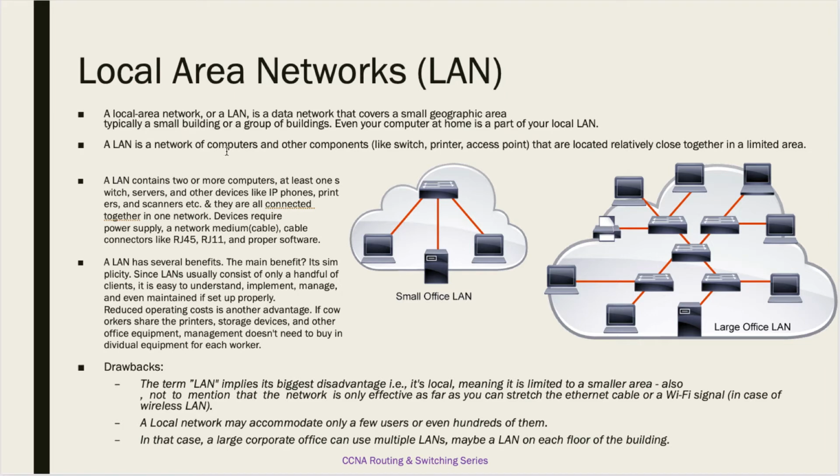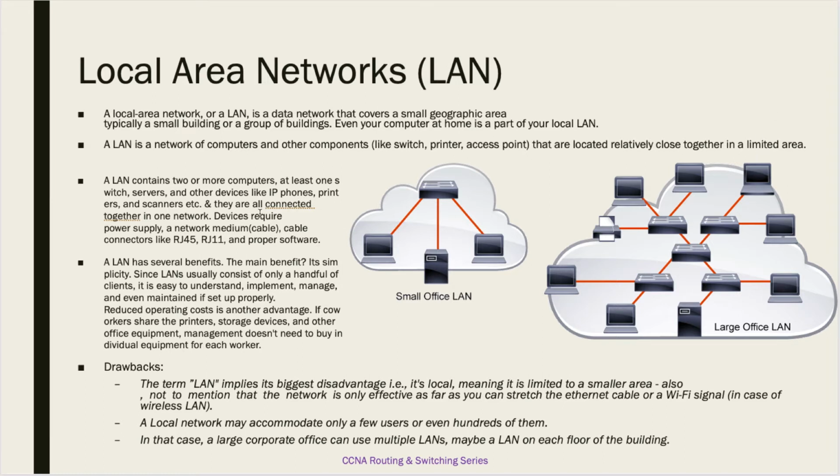Also, a LAN is a network of computers and other components. So a LAN is not just made up of computers. It could have your smart TV connected, or your cell phone connected. Same way, in a typical LAN in an office, you might have some switches, some printers, or an access point if you are dealing with a wireless network. Again, the main thing is that these are located relatively close together in a limited area. So the whole thing about a LAN is local, small geographical area, relatively close together in a limited area. These are the things we need to pay attention to.